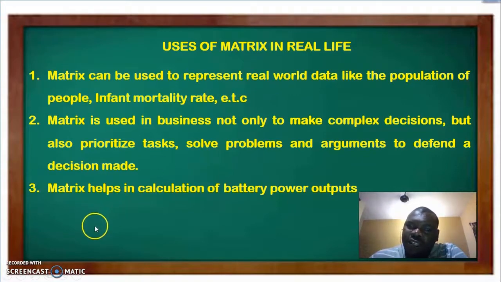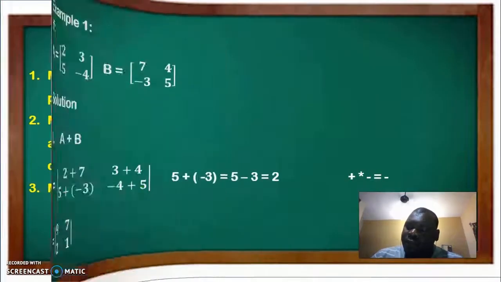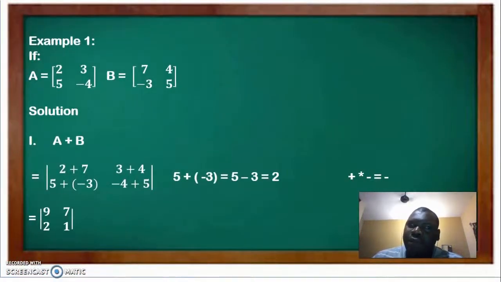Then in the science world, matrix helps in calculation of battery power outputs. So this is for the scientists, science students, and you can just be aware that you have a lot of advantage as you study this particular topic. So let's go back to our example.